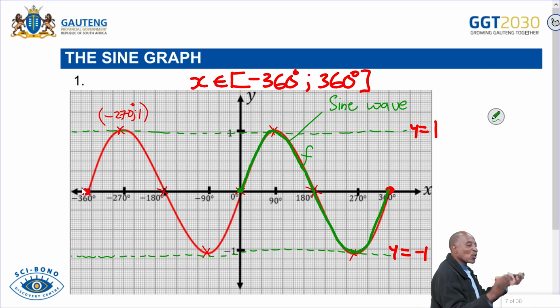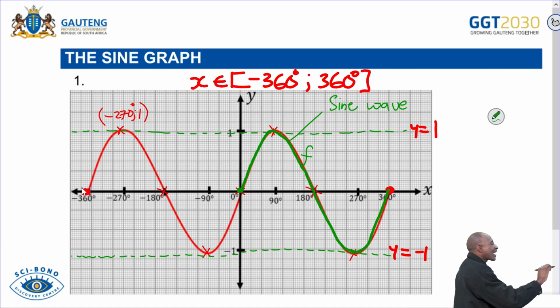So on that note, we'll always choose a domain to observe the behavior of this graph within a specified domain. If behavior is consistent, what does that mean? It means whatever pattern it displays within the observed domain, it will be the same pattern throughout.